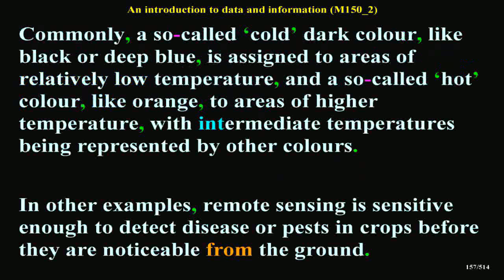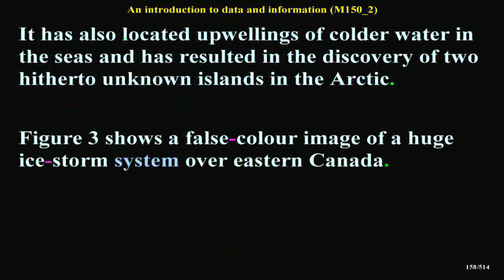In other examples, remote sensing is sensitive enough to detect disease or pests in crops before they are noticeable from the ground. It has also located the dwellings of colder water in the seas and has resulted in the discovery of 2 hitherto unknown islands in the Arctic. Figure 3 shows a false color image of a huge ice storm system over eastern Canada.